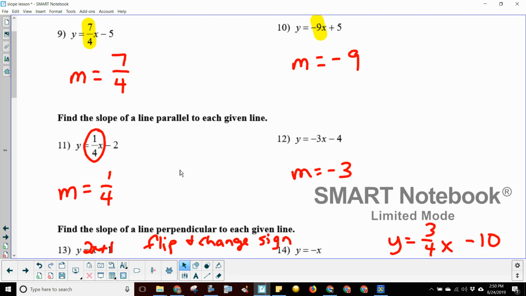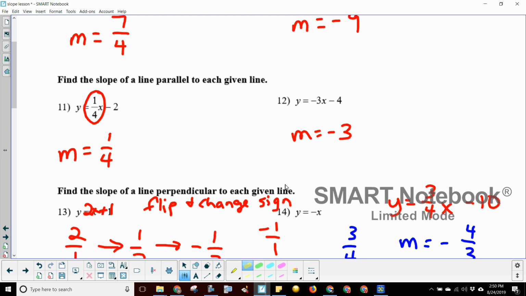Find the slope of a parallel line. Well, we talked in class how parallel lines have the same slope. So if this line has a slope of 1/4, whatever other line we want to use has the same slope. Same thing here.